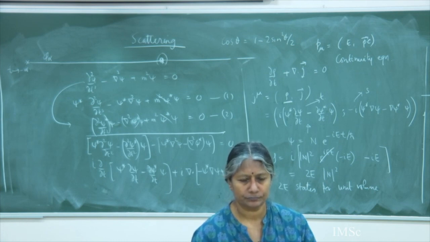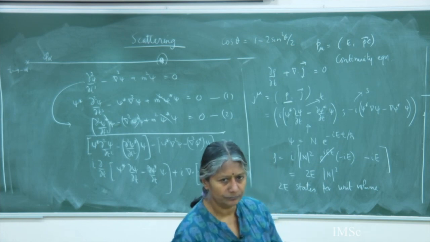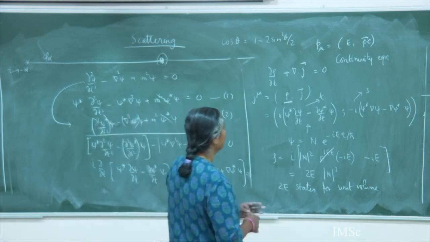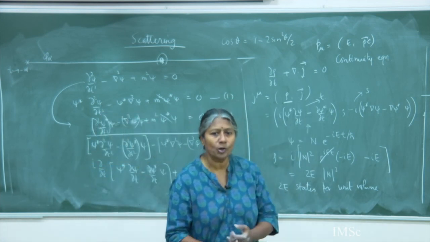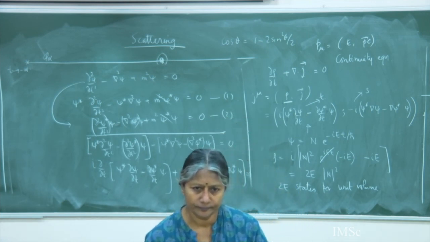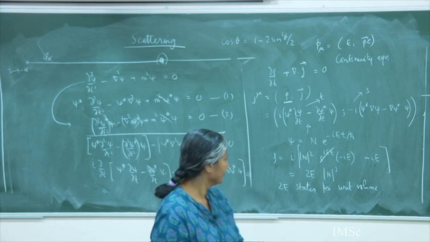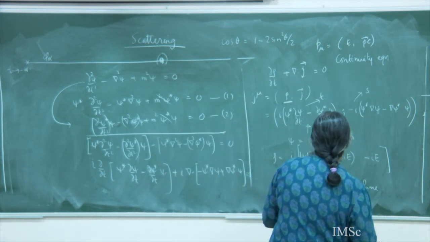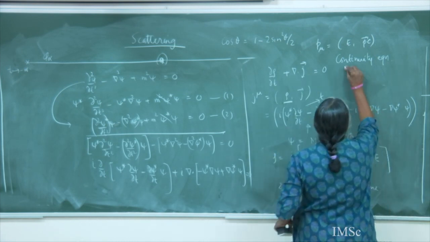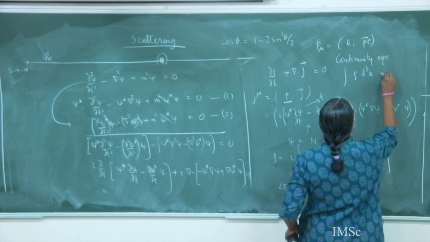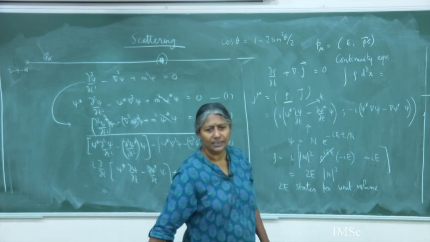Ma'am, if we make a Lorentz transformation, then the total probability will change. Yes, because it is not Lorentz invariant. It is the time component of a 4 vector. No. Okay, I will write it here. Integral rho d cubed x. Rho transforms as a time component.